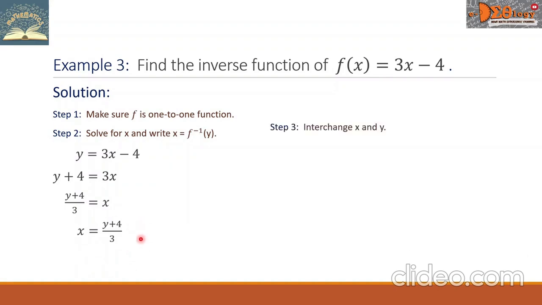Then we go to step 3. We interchange x and y for this equation. That means the x becomes y and the y becomes x. So this equation now is y equals x plus 4 all over 3. Now this y we change as the inverse of this f. So we have f inverse of x equals the right side fraction x plus 4 all over 3. This is the inverse function of our original problem.